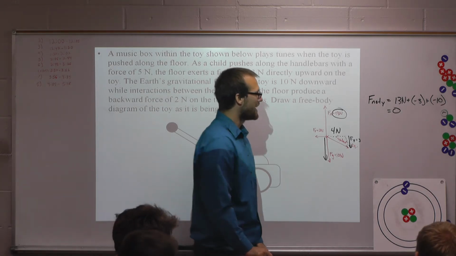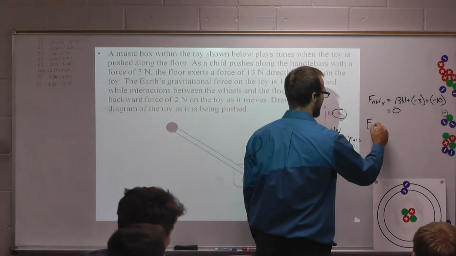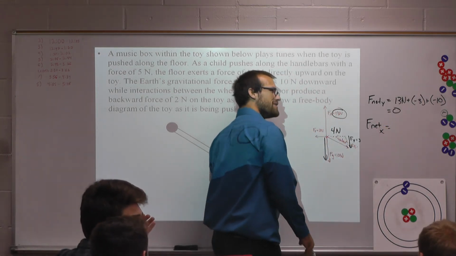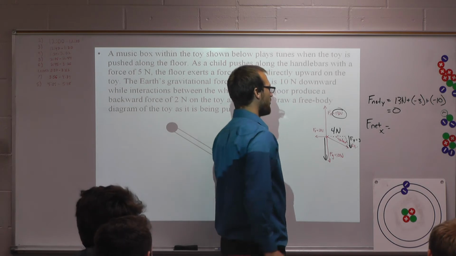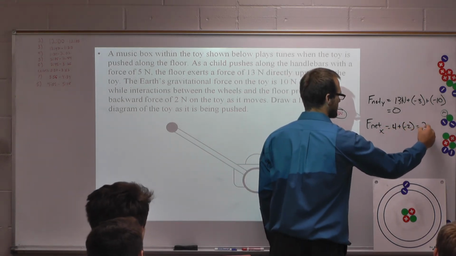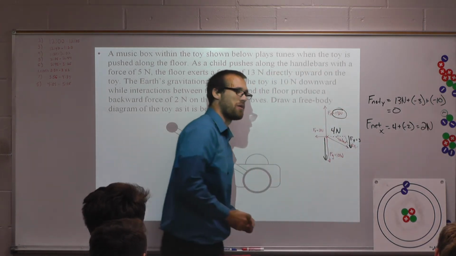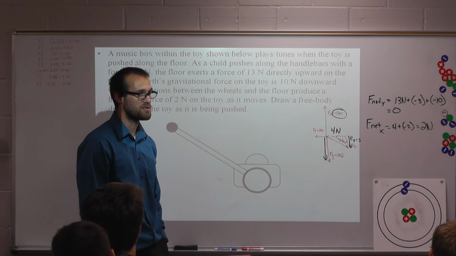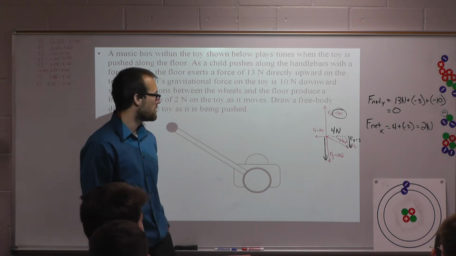Okay, ready. F net x. 4 plus a negative 2 is 2 newtons. What direction is this going? East, at a force of 2 newtons, at an angle of 0 degrees north of east.